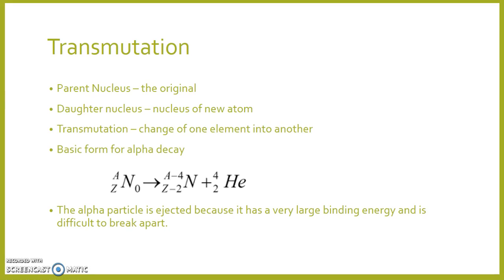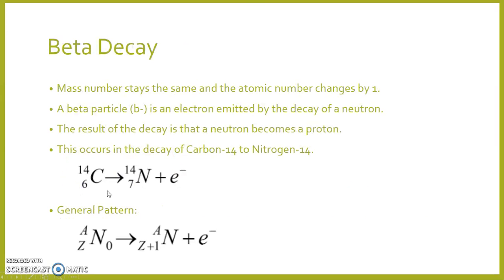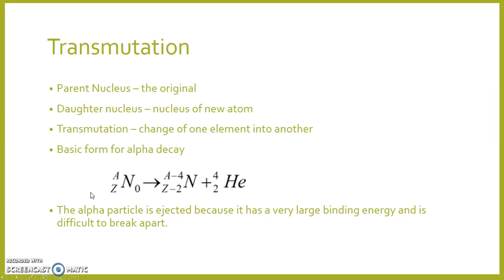Transmutation. You have a parent nucleus, which is the original, a daughter nucleus, which is the nucleus of the new atom created, and the transmutation is the change of one element into another. So the basic form of alpha decay can be followed by the formula that you see on the page right here. The alpha particle is ejected because it has a very large binding energy and is difficult to break apart.